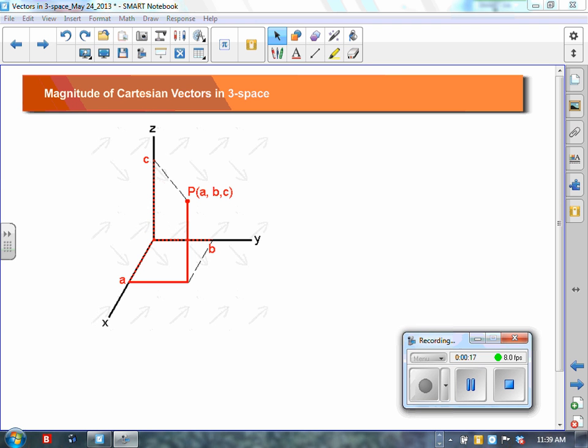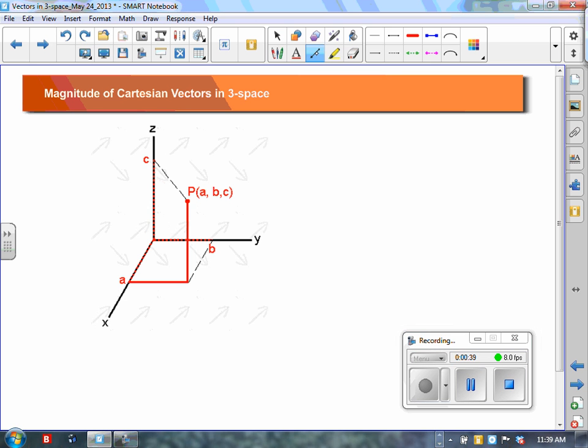What we're going to begin with is the magnitude of Cartesian vectors in 3-space. Do recall that we had just looked at the plotting of a vector in 3-space centered at the origin. Here we have a very similar looking diagram, and we're going to draw in a vector, and we'll call it again the vector OP, from the origin to the point P.